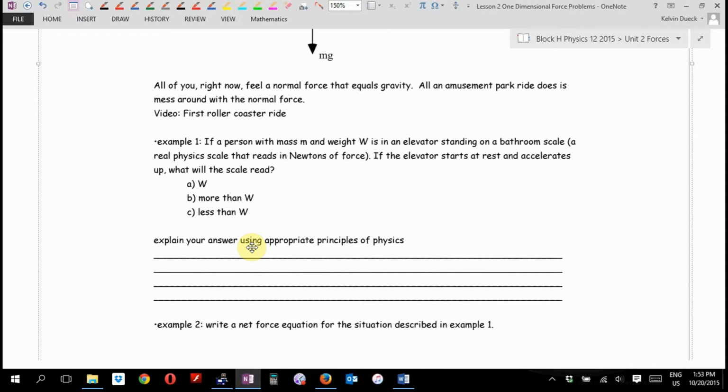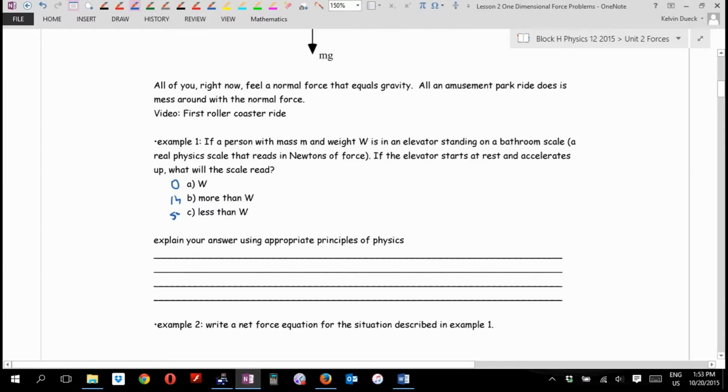Who says A, the scale is going to read W, their weight? Who says B, more than W? 8, 9, 10, 11, 12, 13, 14. Who says less than W? 1, 2, 3, 4, 5. Convince me.